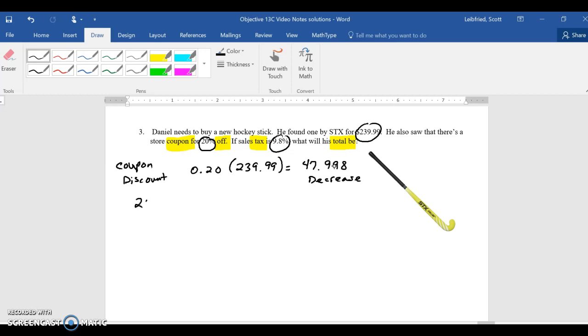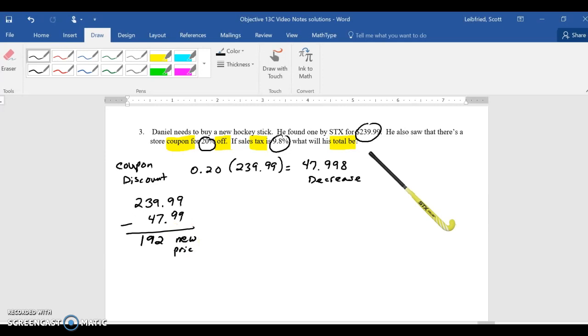So we're going to take 239.99, subtract 47.99, and we get 239.99 minus 47.99, and we get $192. So that's our new price.